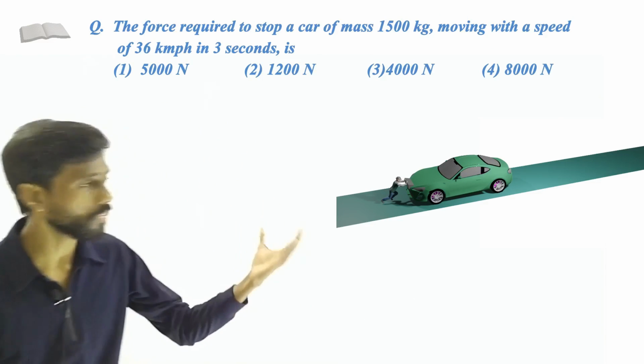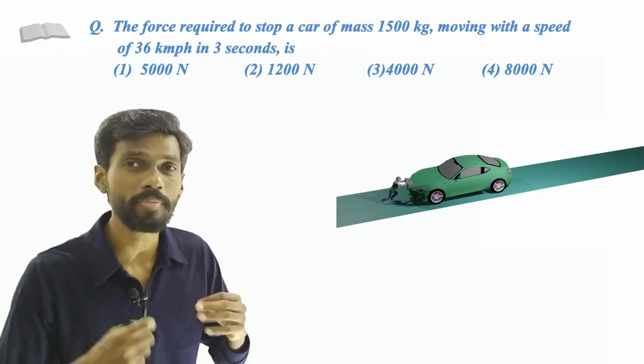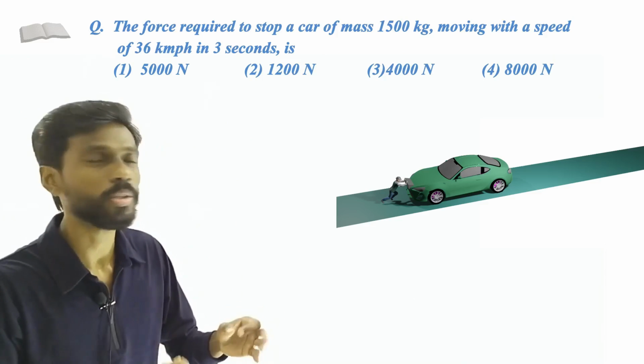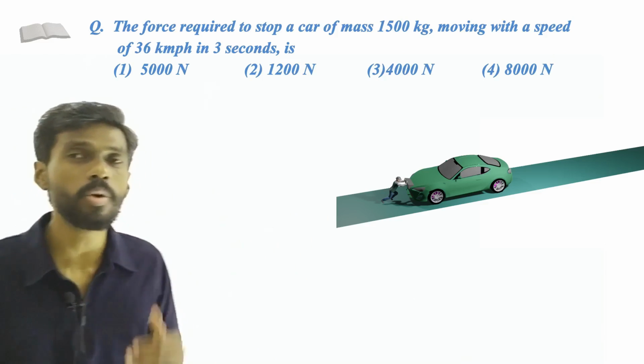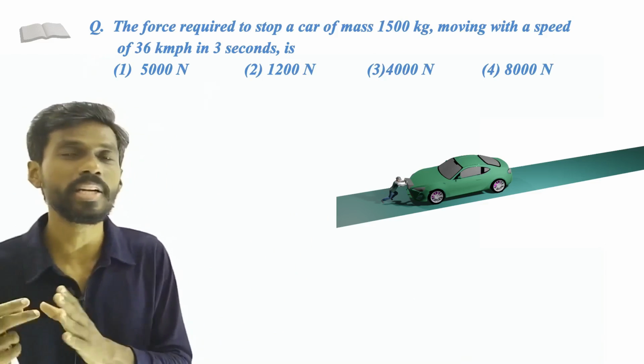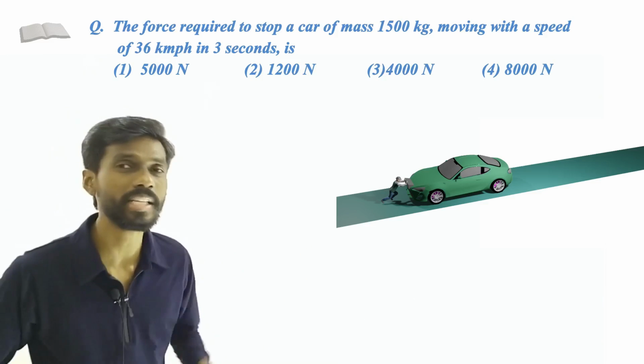The car is moving with certain speed, that is the initial speed of the car. The final speed of the car is 0. When it stops, the speed is 0. So initial speed is known, final speed is known, acceleration we have to find. See, acceleration and force are related. So when you find the acceleration, we can find the force also. Alright, let us find the acceleration.